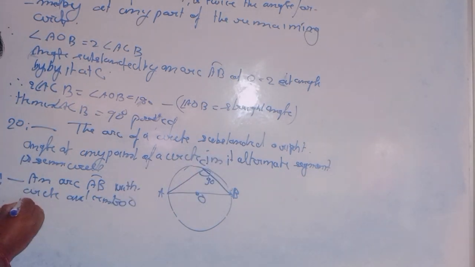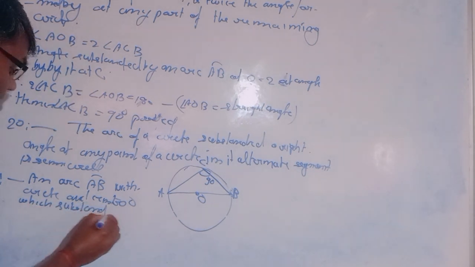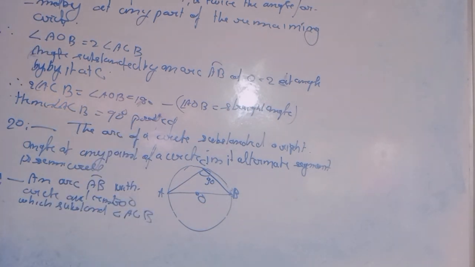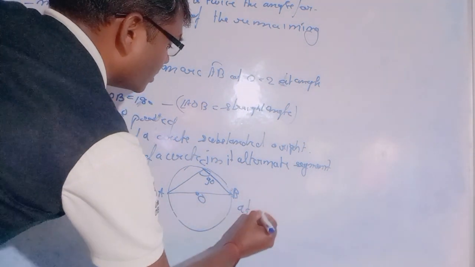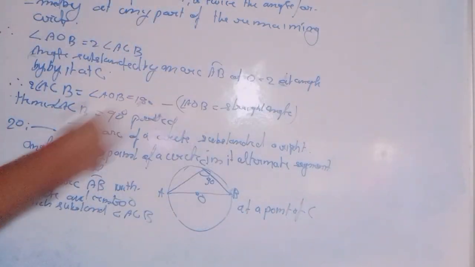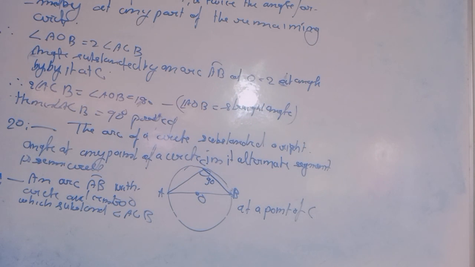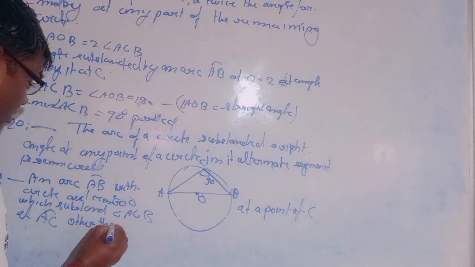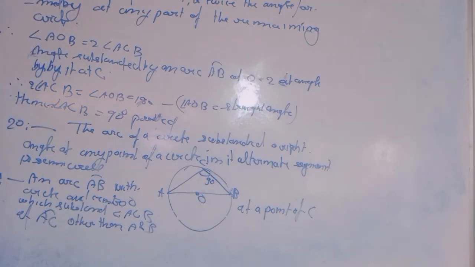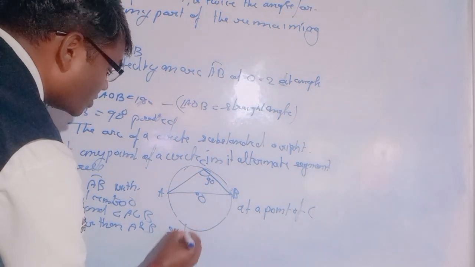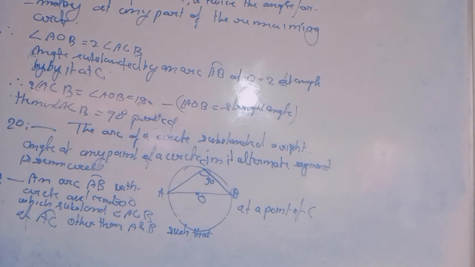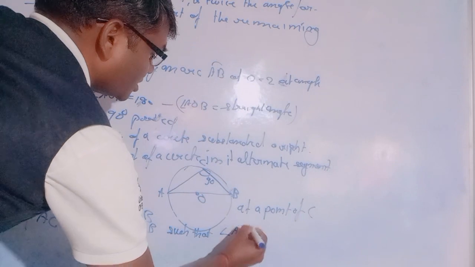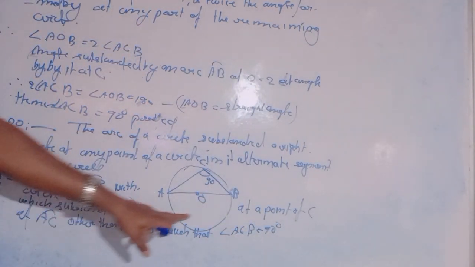Which subtends angle ACB at a point C of arc AB. Got it? Point C on arc AB, other than A and B, such that angle ACB is 90 degrees. Angle ACB is equal to 90 degrees. Got it? So angle ACB is 90 degrees.